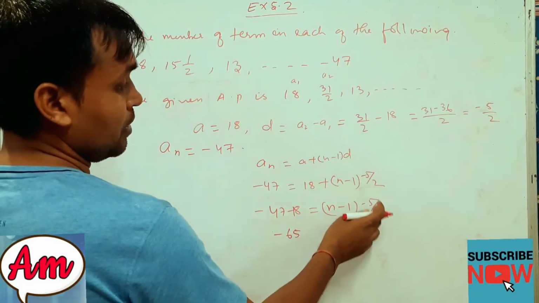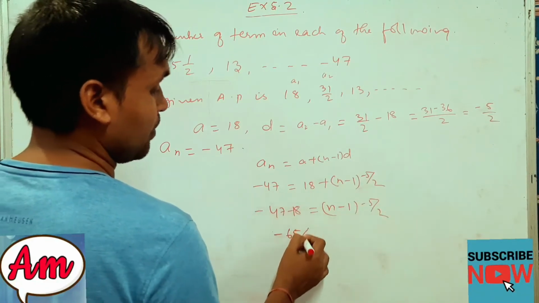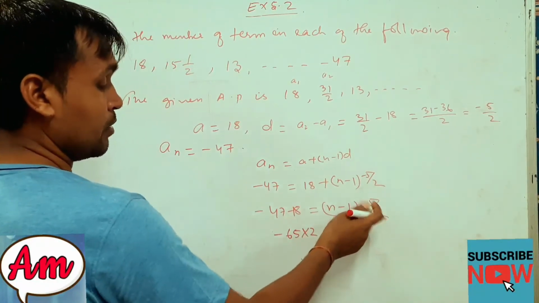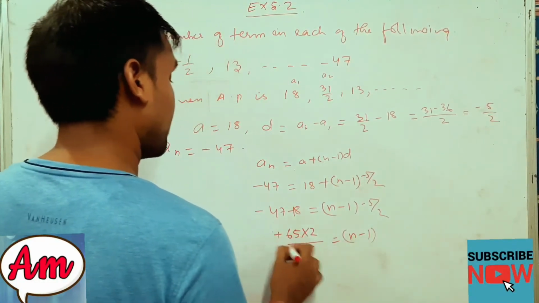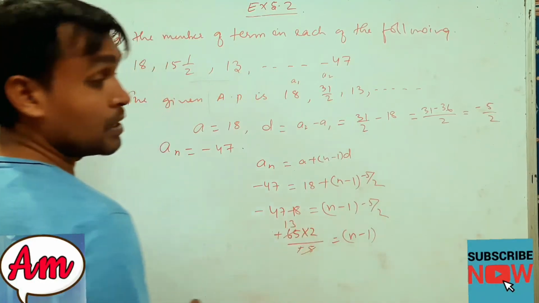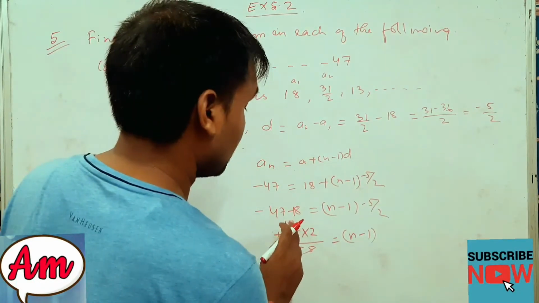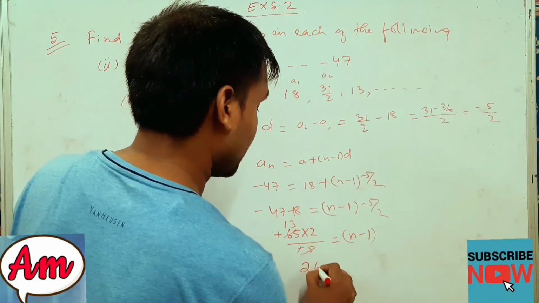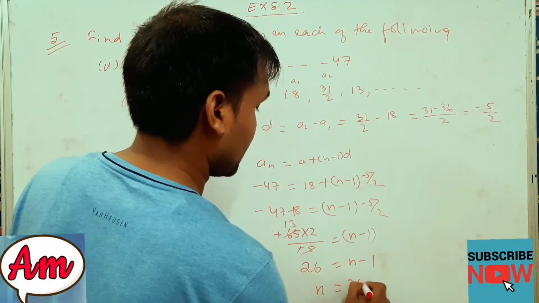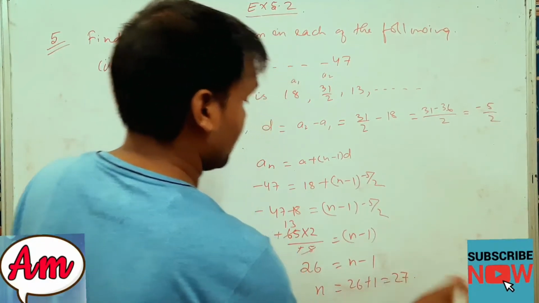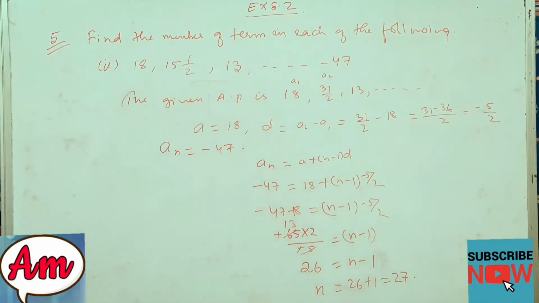Okay, now you see 5 by 2. So the denominator will cross multiply, that means denominator will come here, and this numerator will come and divide here. So it will be n minus 1, minus minus cancel. 5 13s are 65. So 13 into 2 is 26. n minus 1 equals 26, so n equals 26 plus 1, which is 27. So the number of terms here is 27. Dear students, you can pause the video and take it down.